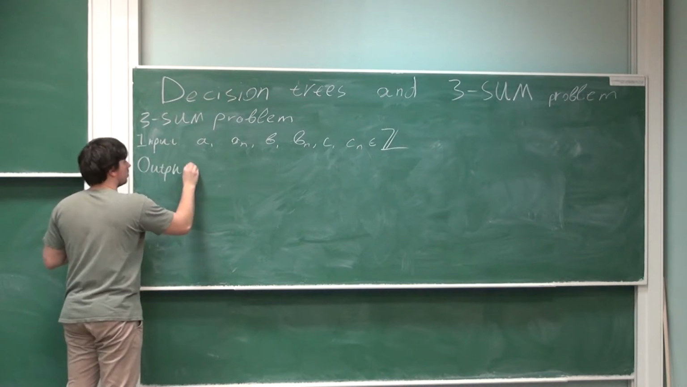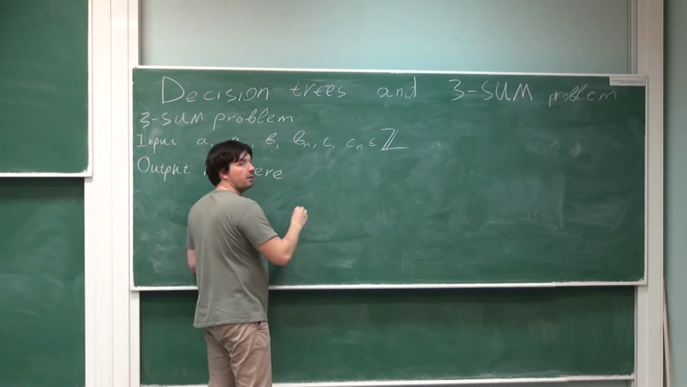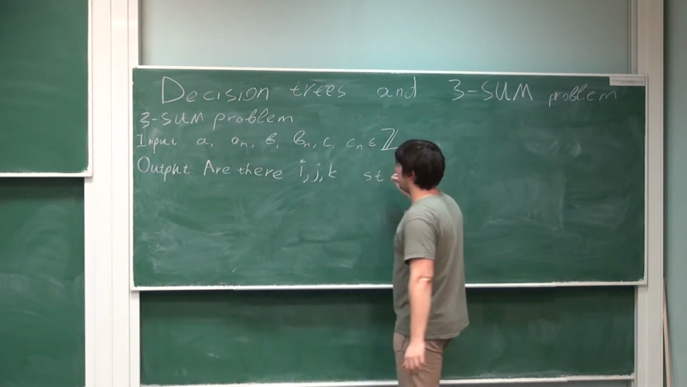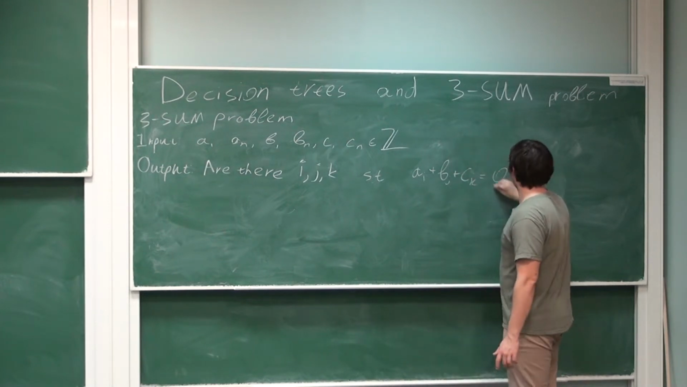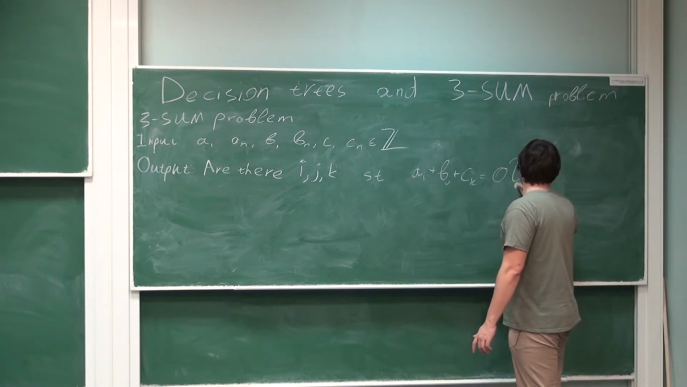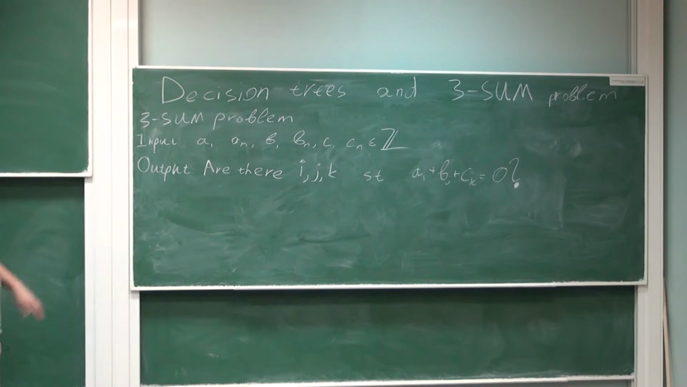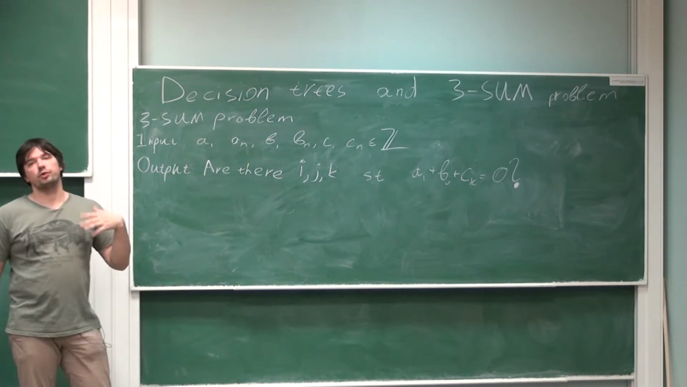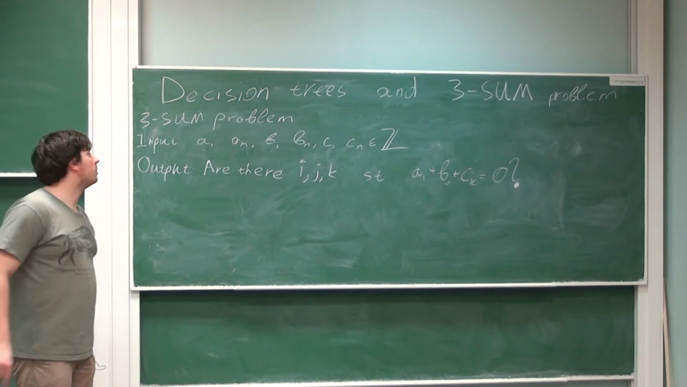Output: are there indexes i, j, and k such that a_i plus b_j plus c_k is equal to 0? All right, so in terms of algorithms, there is clearly an algorithm that runs in n-cube time, right? The brute force, as we discussed before, can just run through all the triples of numbers, check if their sum is equal to 0, and then move on or output that triple.